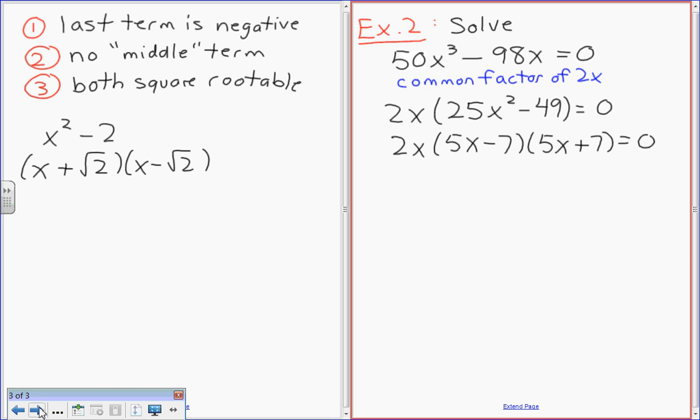What would we do? Make them both equal to 0. Okay, that is what you're going to do. So in this case, we're going to say either 2x is equal to 0, or 5x minus 7 is equal to 0, or 5x plus 7 is equal to 0. Now, again, if you were to FOIL to get something back like what you started with, right? The whole reason you factor is to solve for this.